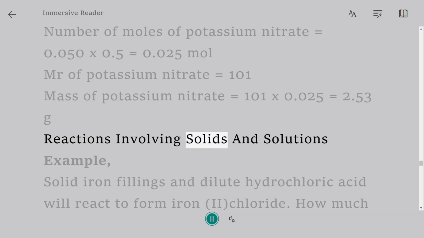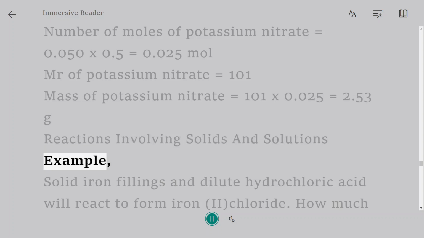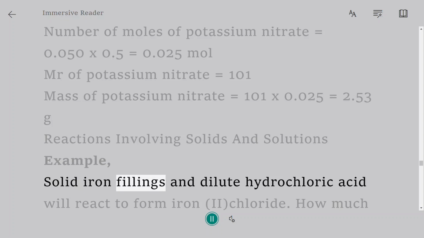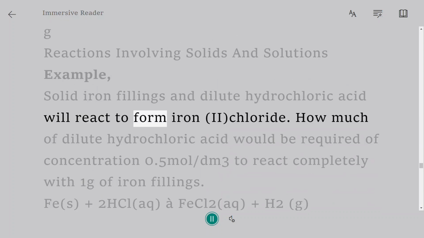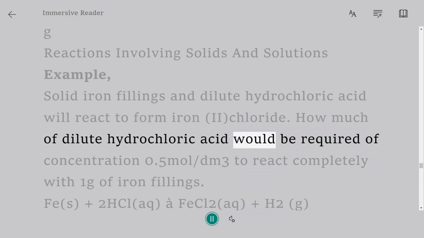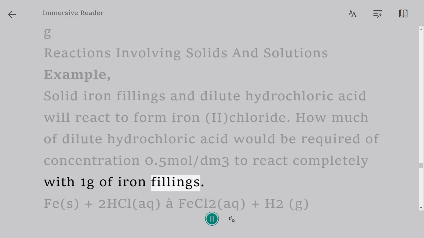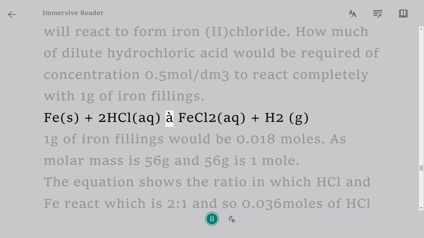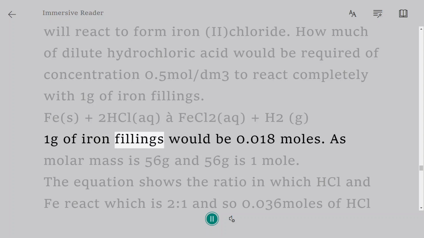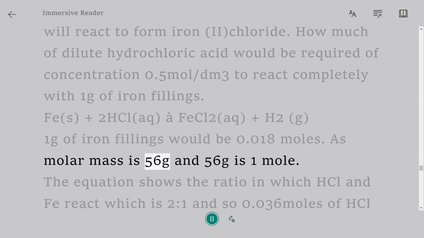Reactions involving solids and solutions. Example. Solid iron filings and dilute hydrochloric acid will react to form iron(II) chloride. How much dilute hydrochloric acid of concentration 0.5 mole/dm3 would be required to react completely with 1 g of iron filings? Fe plus 2HCl(aq) gives FeCl2(aq) plus H2(g). 1 g of iron filings would be 0.018 moles, as molar mass is 56 g and 56 g is 1 mole.